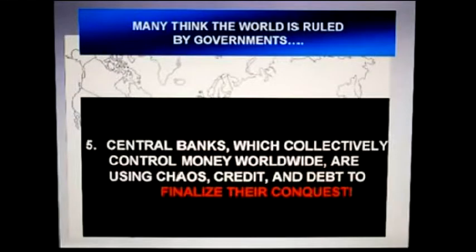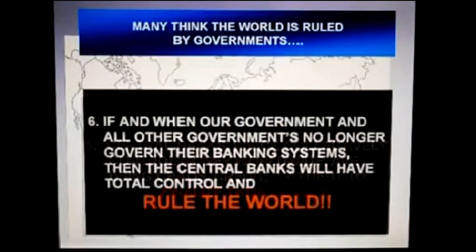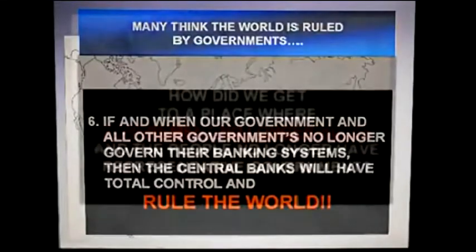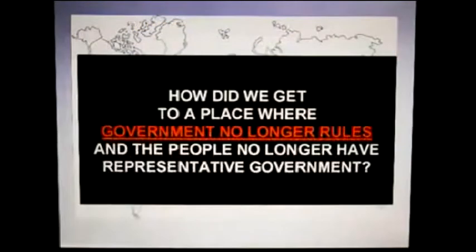Central banks, which collectively control money worldwide, are using chaos, credit, and debt to finalize their conquest. If and when our government and other governments no longer govern their banking systems, then the central banks will have total control and rule the world. How did we get to a place where governments no longer rule and the people no longer have representative government?